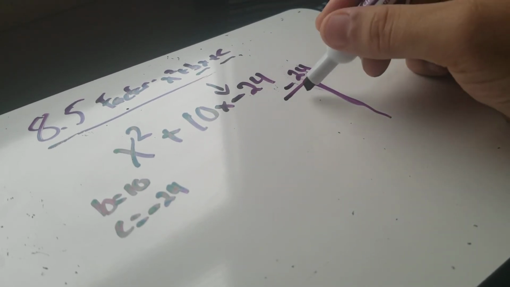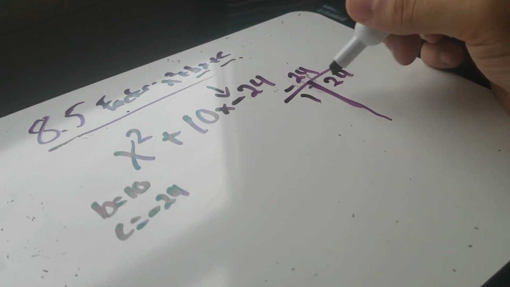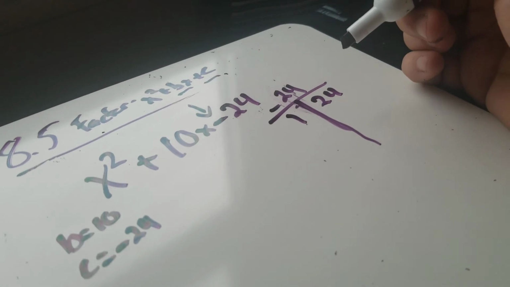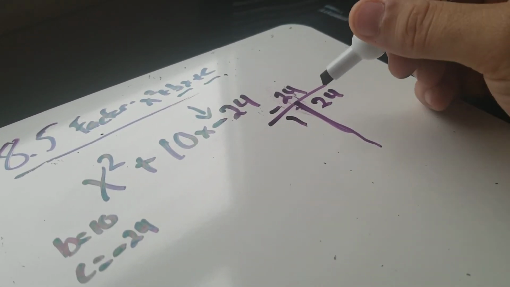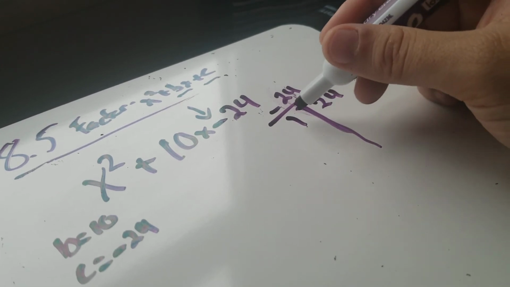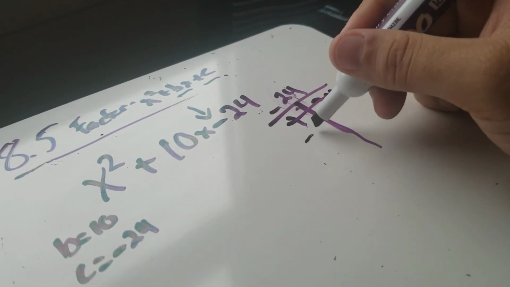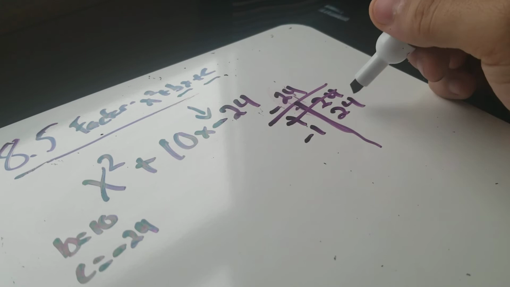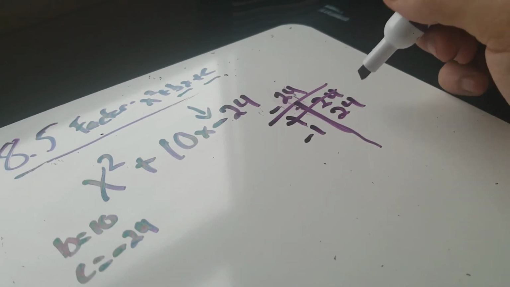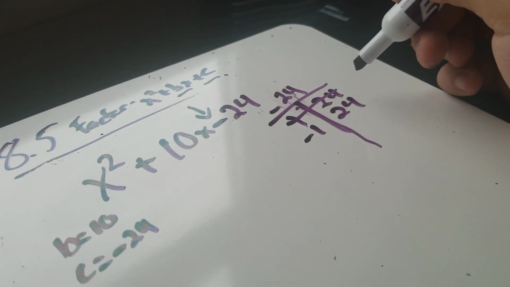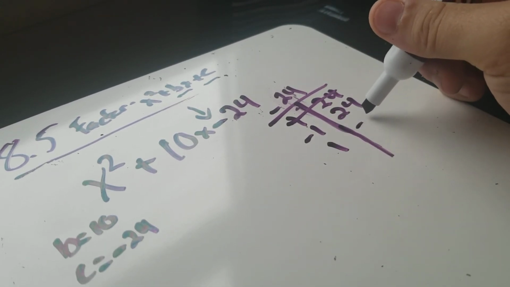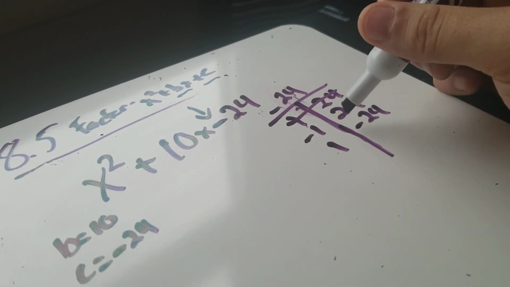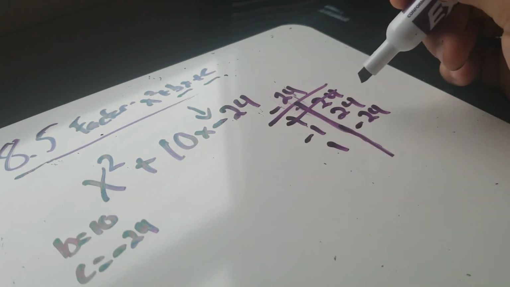So let's just do a little test. 1 times 24. Oh, that multiplies to a positive 24. So that's not good. I don't want that. Then I have to make one of my numbers negative. So negative 1 times 24 equals negative 24. If I make 1 negative or 24 negative, they both multiply to negative.